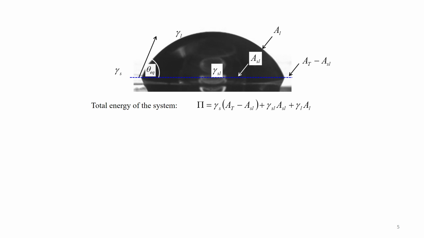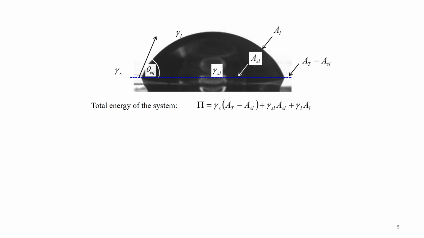In this case we will consider only the advancing contact angle, because you have dispensed the liquid and allowed it to spread and then come to rest, which is the equilibrium condition. So, how do we determine this equilibrium contact angle? The equilibrium contact angle will be determined by minimization of the total energy of the system.